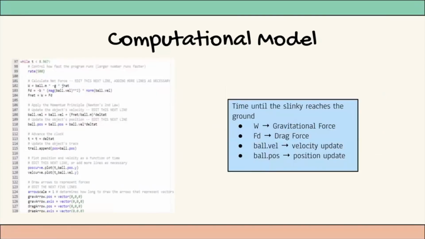The second while loop was during the time until the slinky reached the ground. Once again, we had that W was the gravitational force, Fd the drag force, and we once again used the velocity and position update formulas.